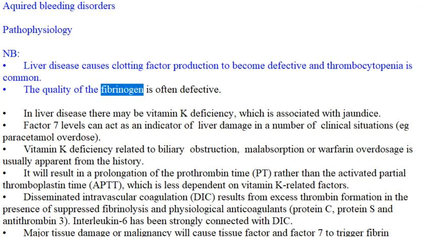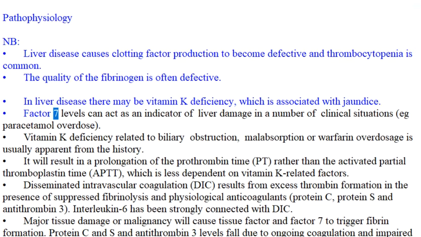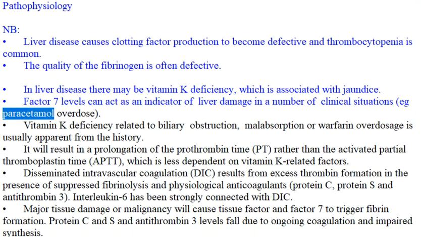The quality of the fibrinogen is often defective. In liver disease there may be vitamin K deficiency, which is associated with jaundice. Factor VII levels can act as an indicator of liver damage in a number of clinical situations, e.g. paracetamol overdose.